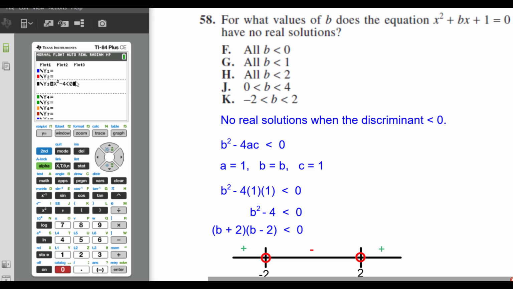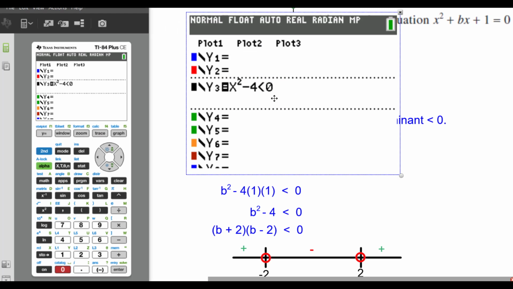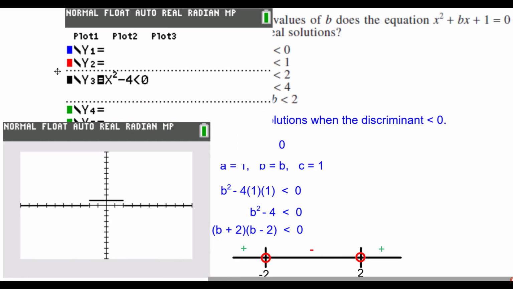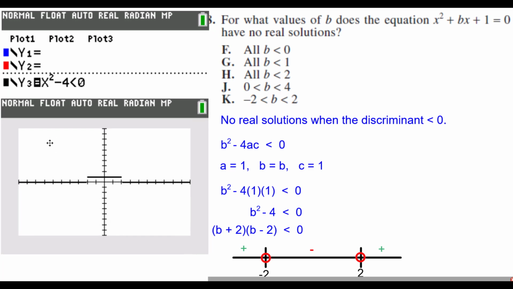I know that looks kind of weird to you, okay? To type in an equals with an inequality almost looks like bad grammar. But when you graph it, it shows you where that solution is. And that would be the numbers between 2 and negative 2.